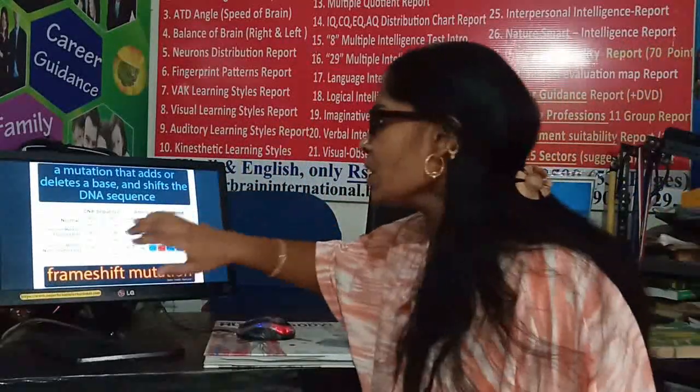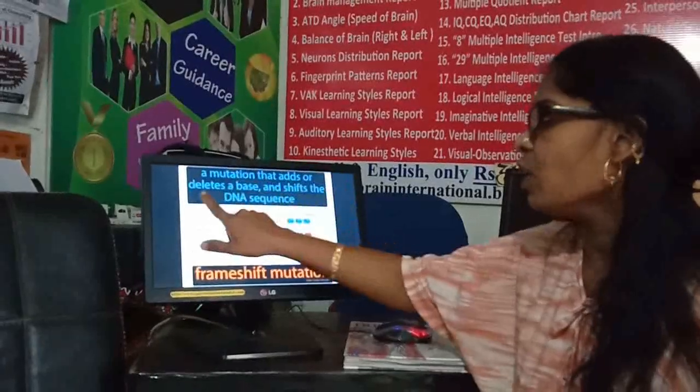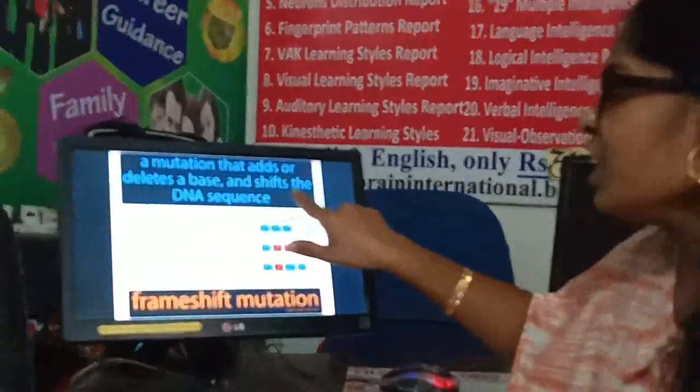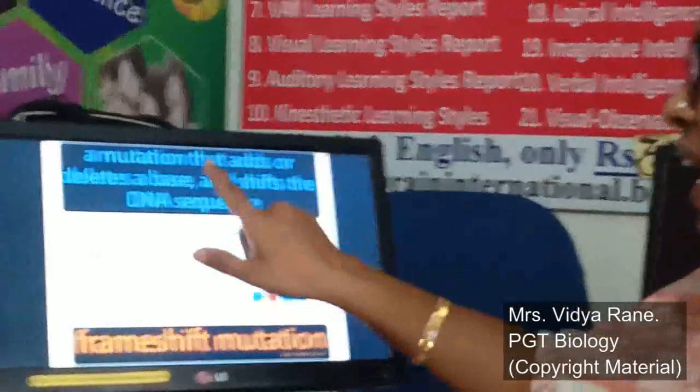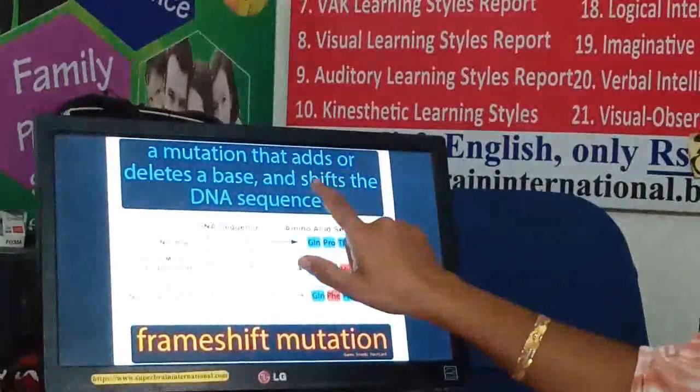Now, when this mutation occurs in genetic code, some of the triplet codons will also be changed from the point of mutation. That is called a frame shift mutation. Now we will see how this frame shift mutation occurs. See here, a mutation that adds or deletes a base shifts the DNA sequence, and this is called a frame shift mutation.